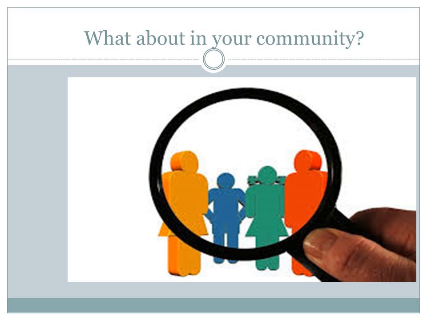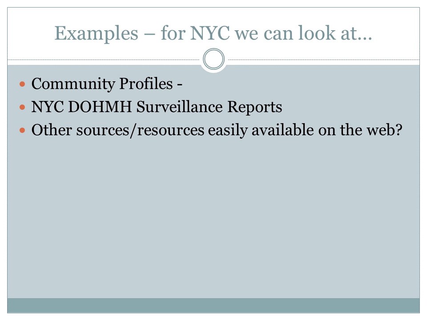So it's important to understand what these barriers are to HIV prevention in terms of social determinants of health in your own communities. We're going to use New York City again as an example and look at ways that we can gather that information from publicly available data. There's community profiles. The New York City Department of Health and Mental Hygiene releases surveillance reports, and there are other sources and resources that are easily available on the web.